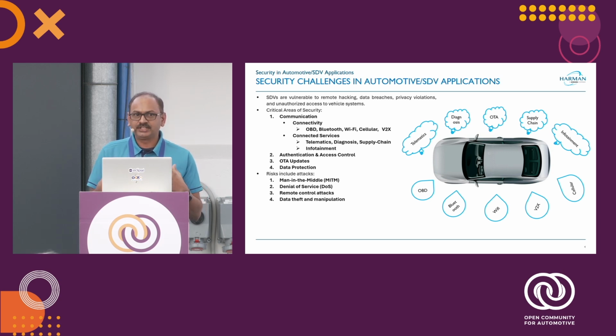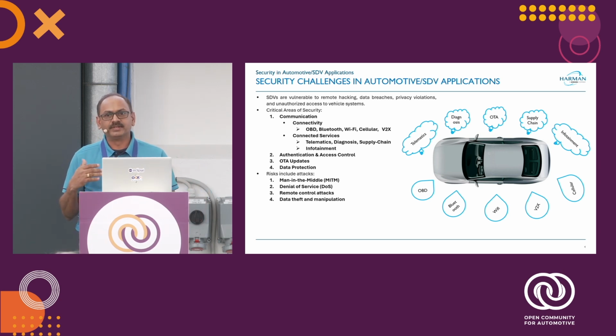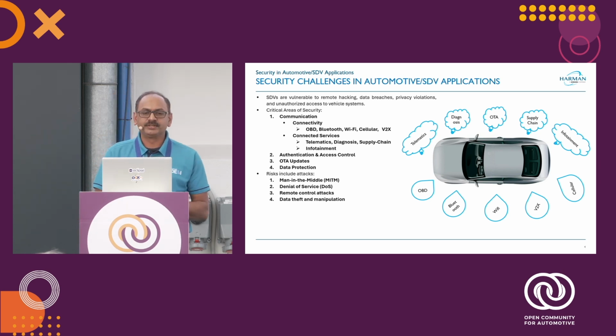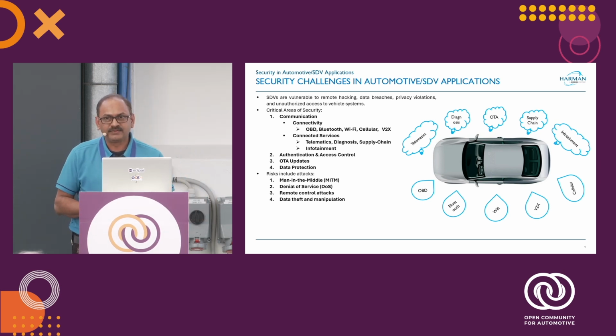How do we enable authentication and authorization in terms of application-to-application communication, as well as when one application in the vehicle tries to connect to some third parties, the supply chain, or even the OEM systems? In connectivity, we have the standard channels like OBD, Bluetooth, Wi-Fi, cellular, of course, and also vehicle-to-vehicle communication. And also the connected services, where we have telematics, diagnosis, supply chain, and of course, infotainment. Infotainment is also one of the big areas where we could expect some threats.